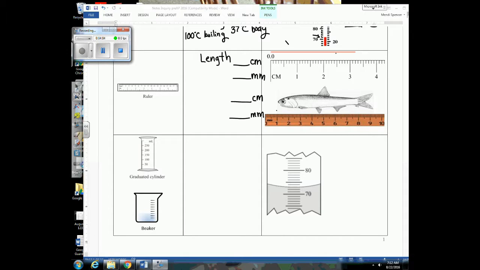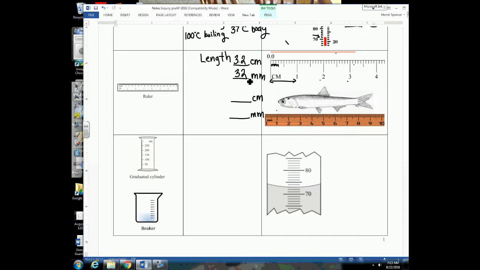Sometimes students get confused as to what are the centimeters on a ruler versus the millimeters. So let's indicate that from here to here is going to be 1 centimeter. And then these little marks up here are the millimeters. So the red line is 123.2 centimeters long. And if you count the hash marks, there's 10 hash marks, 10 millimeters in a centimeter. So we have 32 millimeters.